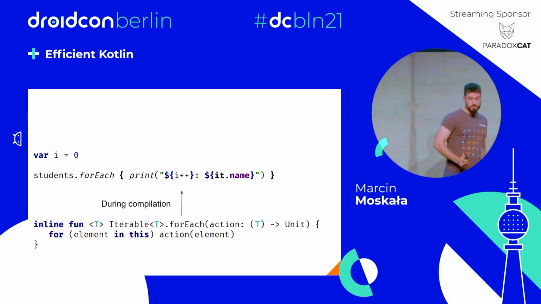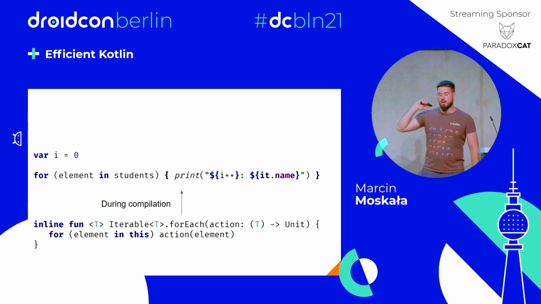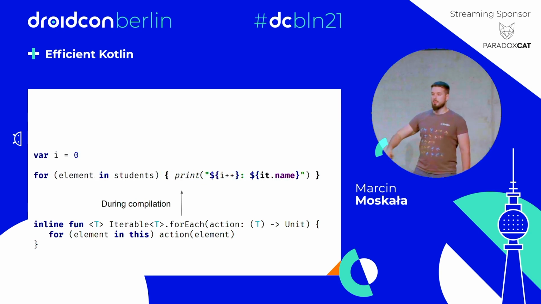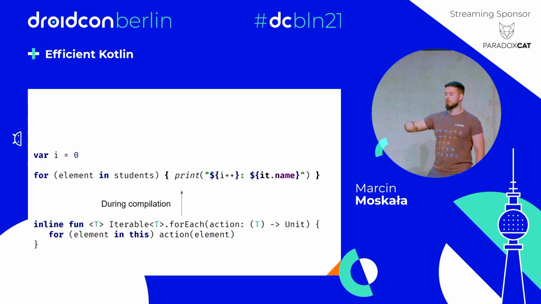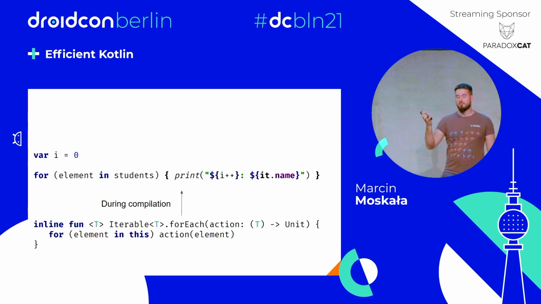What happens if we use inline? During the compilation, the usage is replaced with the body of the function, and the usage of the lambda expression, in this case, a parameter of functional type, is replaced with the body of this lambda expression.